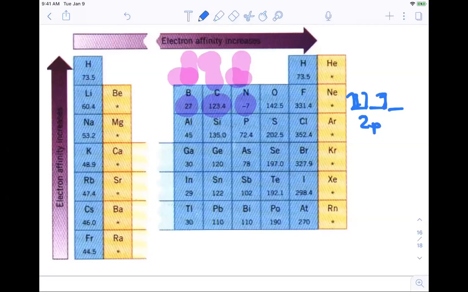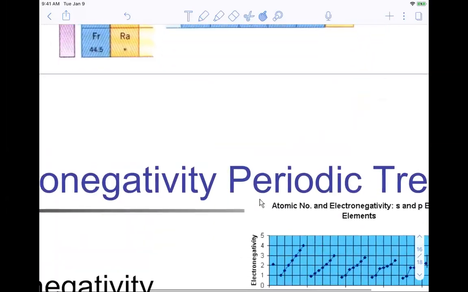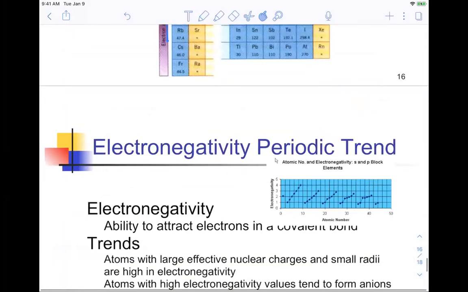Then it goes up, and you can see the trend continues. So there's little bumps in the trends, but generally speaking, right? See this trend? Electron affinity increases. These are generalities. You can always find exceptions, right? And you can read about those exceptions, but the generality is what's important, right?